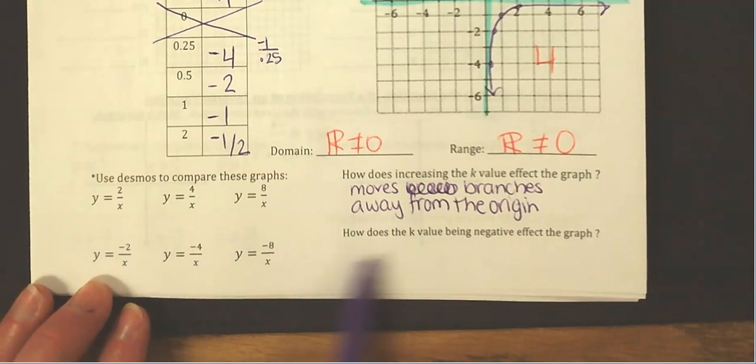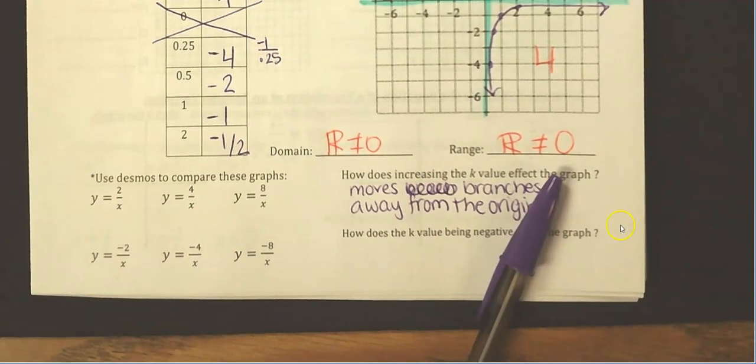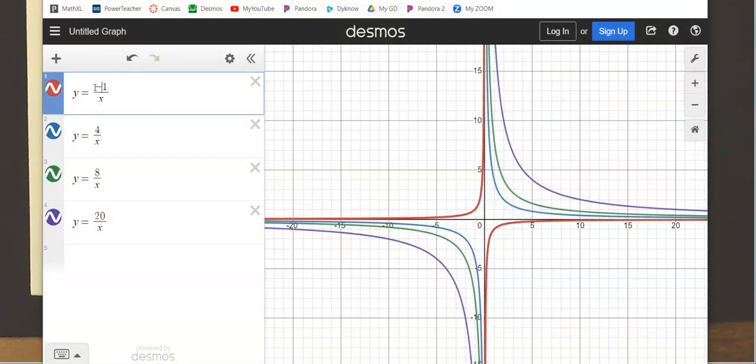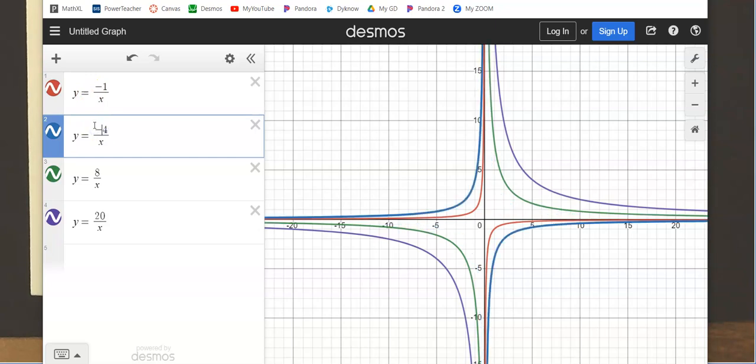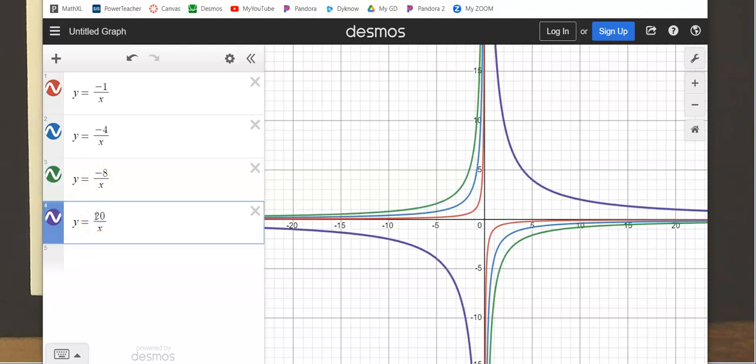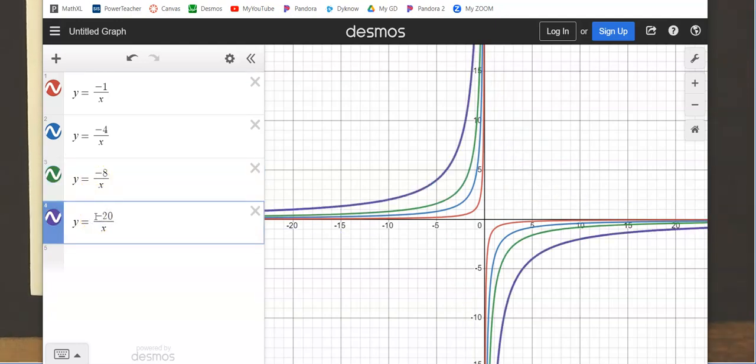And then the k value being negative, let me pull this back up just real quick. All that's going to do, if I just change these to negative, it's just going to flip it to quadrants 2 and 4. They're still the same distance away from the origin. But it literally just flips them. So they're in quadrants 2 and 4. They'd still be spaced out the same way.